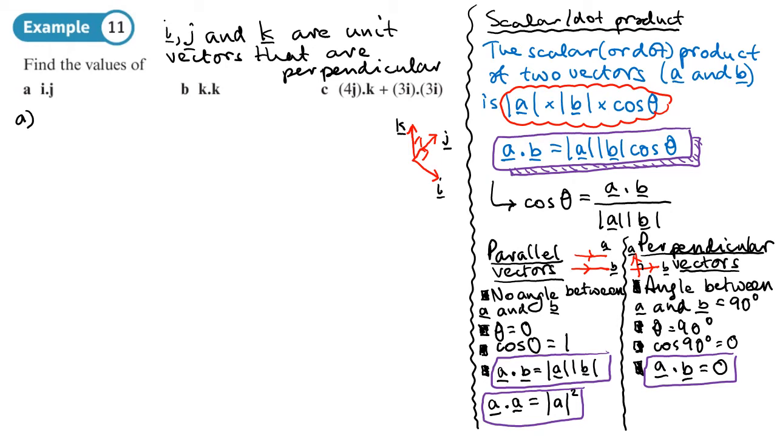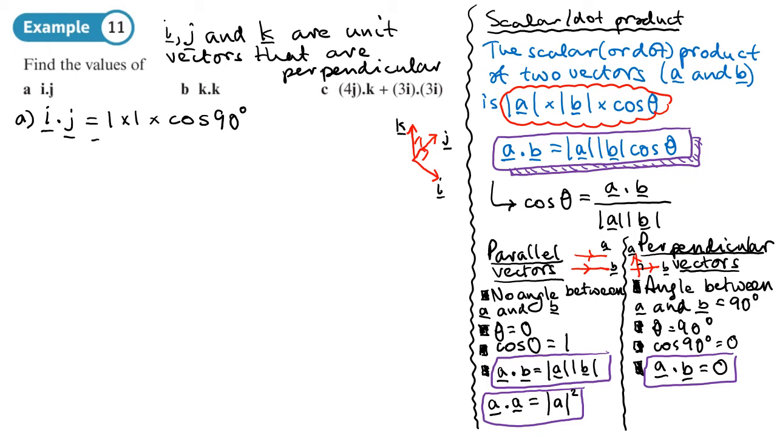So in part A, I need to work out what I dot J is. So I'm using the formula here. So I want the length of each of those vectors. Now they're both 1 because they're unit vectors. So this is equal to 1 times by 1 times by the cosine of the angle between them. So these are all perpendicular, these vectors. So this is going to be times by cos 90.